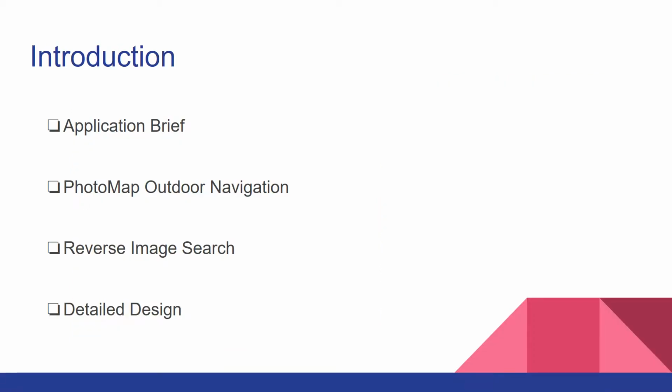Therefore, we designed a smart map application that can solve all these problems with two techniques: photo map outdoor navigation and reverse image search. In this presentation, we will firstly give you a general idea about what can be done with this application. Then we will explain the two techniques applied to this application. A detailed introduction of the app design will be given after that.